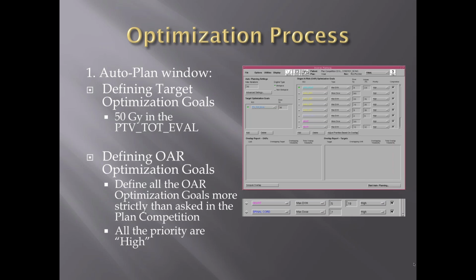I ask more strictly because you want to be the best. So you can ask it to the auto planning system, and if it can, it will do it. If it can't, it won't give you any bad results. So ask it.